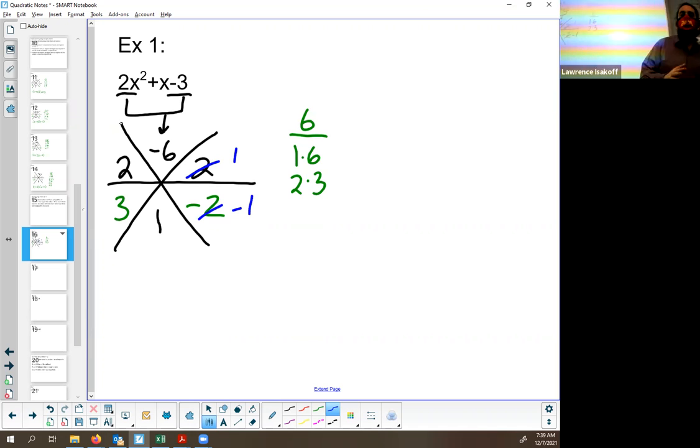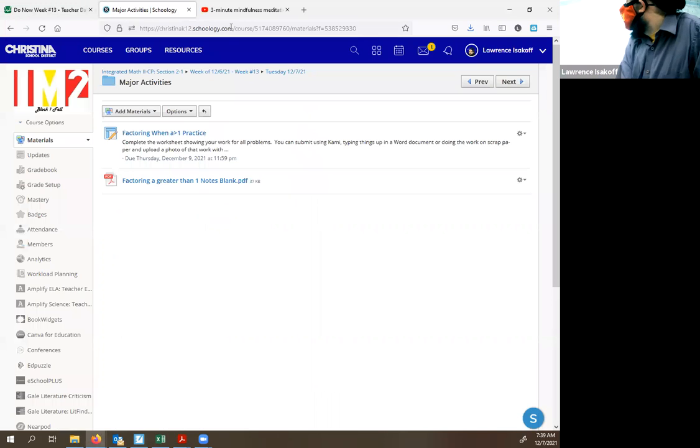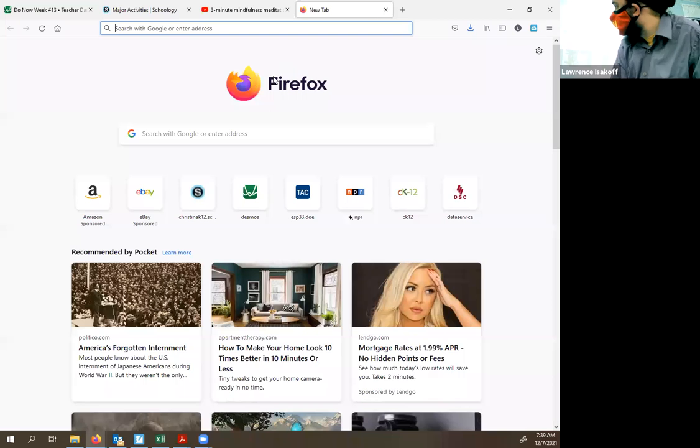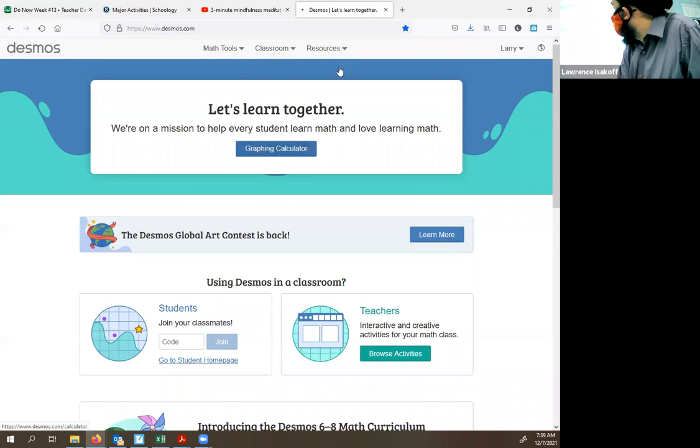Now, if you're having trouble, like, oh, I'm not good at reducing fractions, why do we have to do this? Look, let's use Desmos to help us out here. There we go. Calculator.